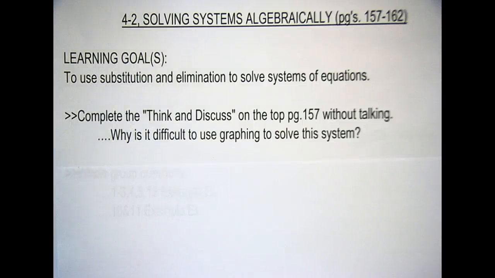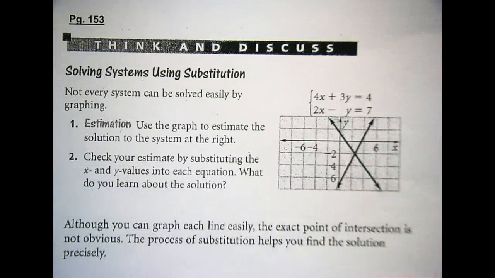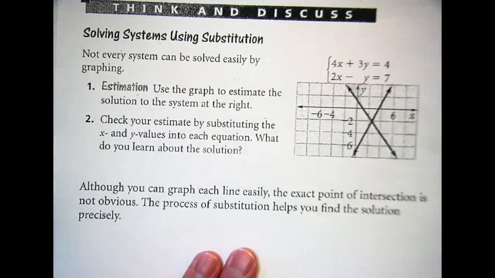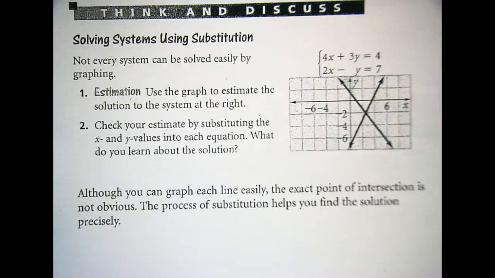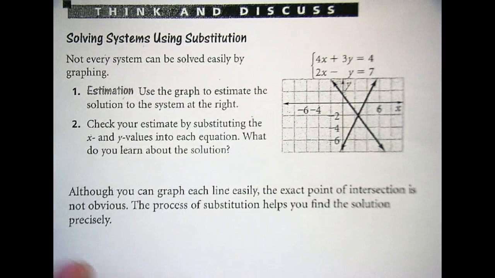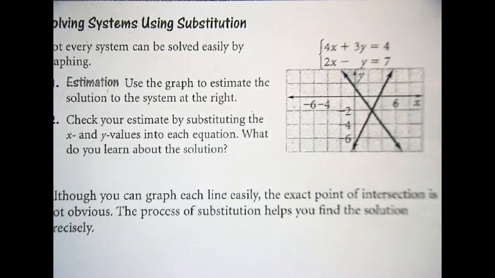So to continue systems, we're solving systems algebraically today. You guys yesterday did them graphically, and most of them worked out pretty darn well. Now, in your work together that you went through, hopefully you found, looking at this, okay, number one, use the graph to estimate a solution to the system at the right. A little tougher, right? Why is that so difficult to figure out the solution to that system?